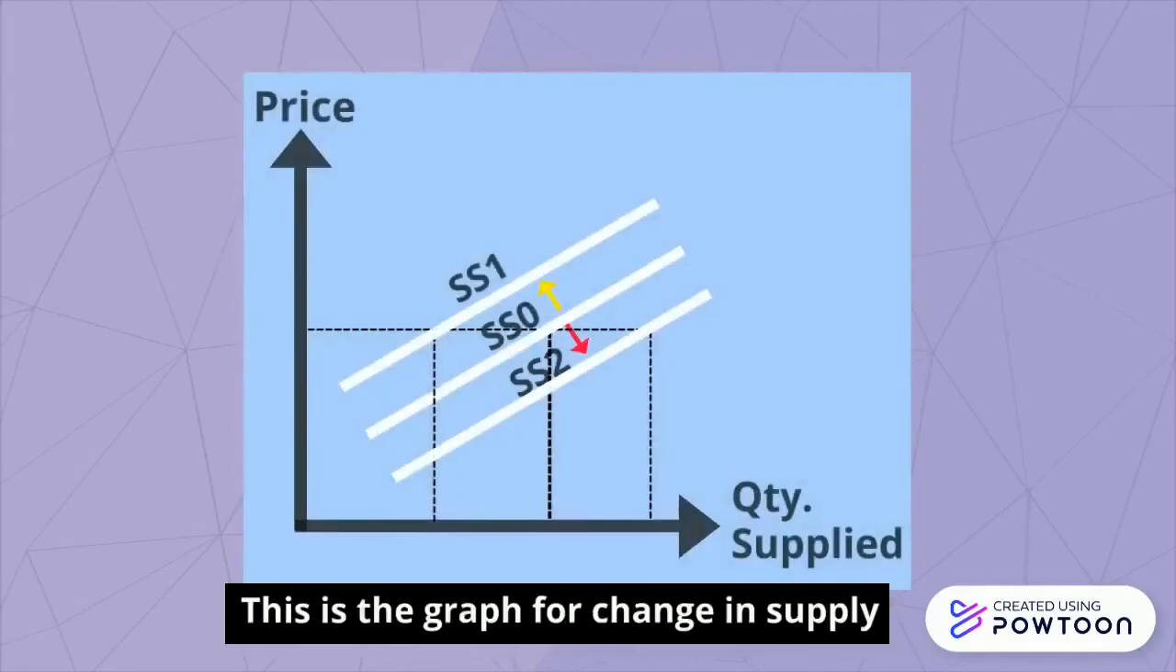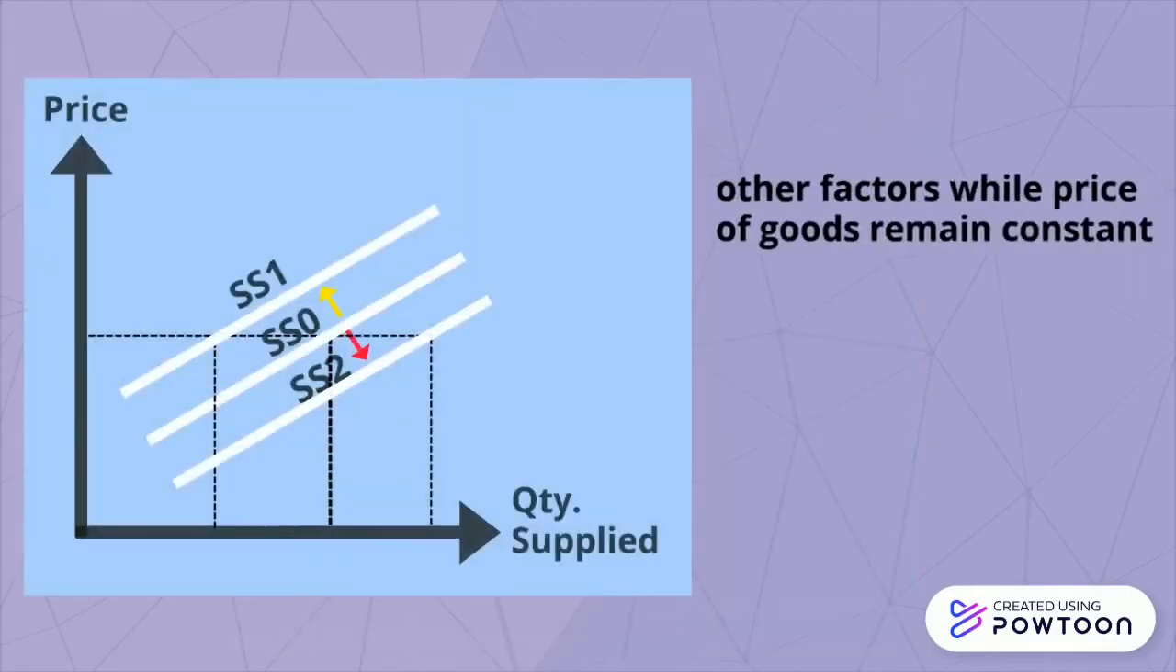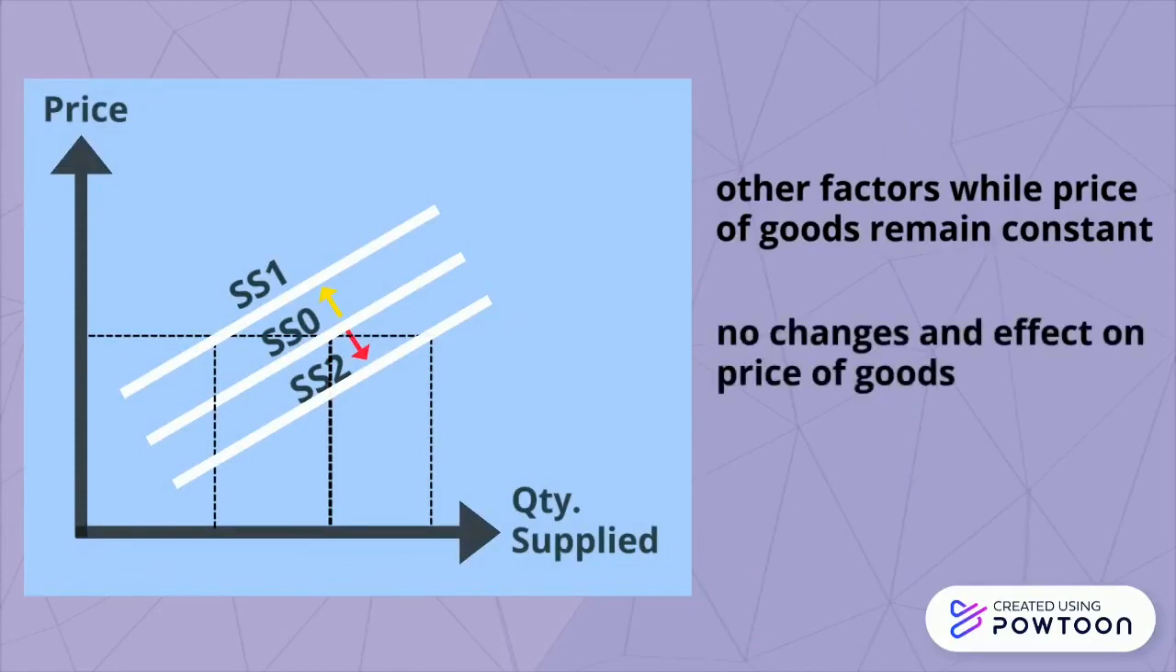This is the graph for change in supply. The changes are due to other factors while price of goods remains constant. No change in price of goods. Supply curve shifts to the left or right.